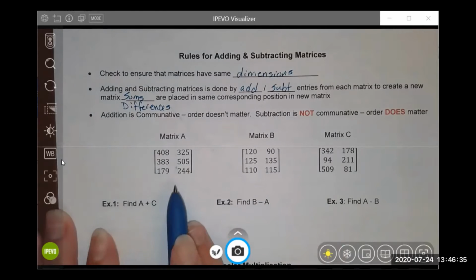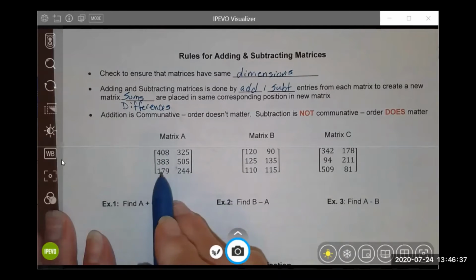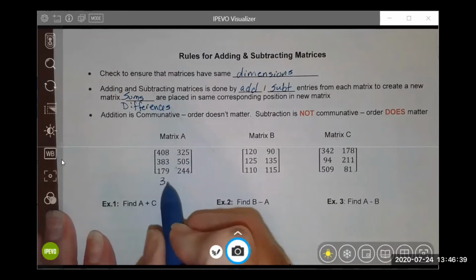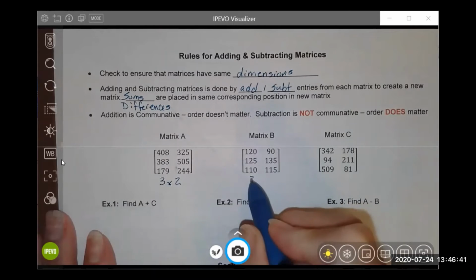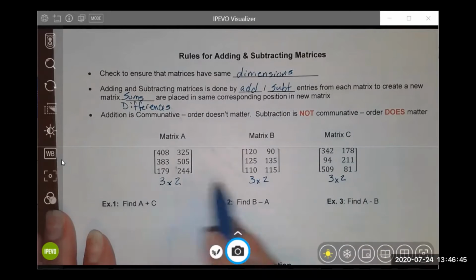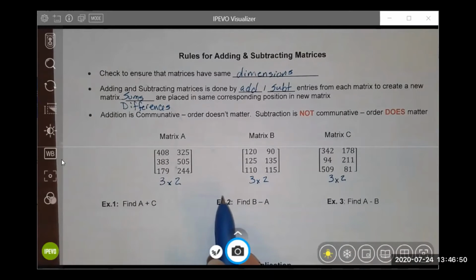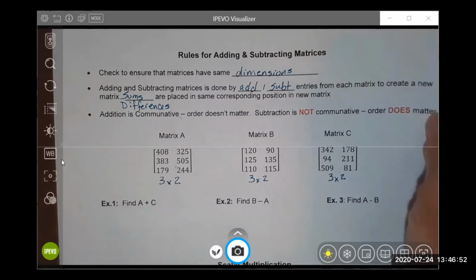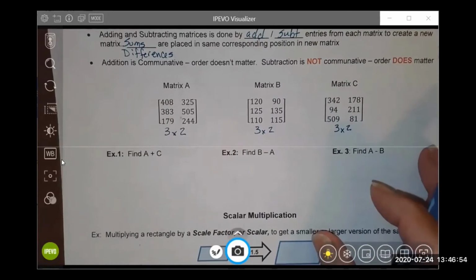First thing I'm going to do is check their dimensions, and this one has 1, 2, 3 rows by 2 columns. This is a 3 by 2, and this is also a 3 by 2. So I can add and subtract any combination of these matrices. I'll do one for you. I'm actually not even going to do the whole thing.